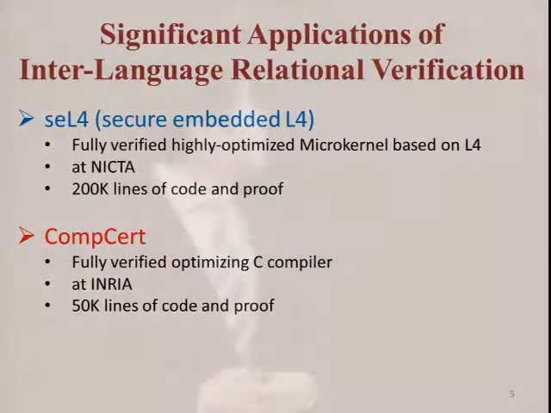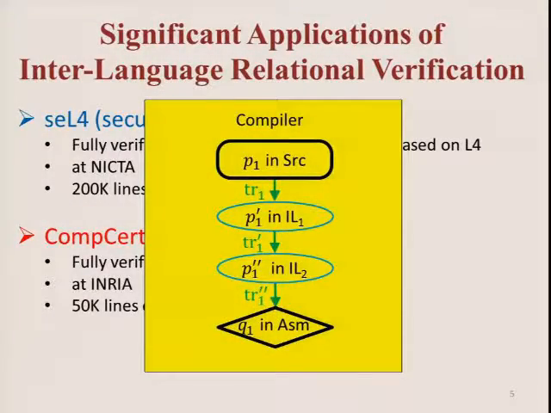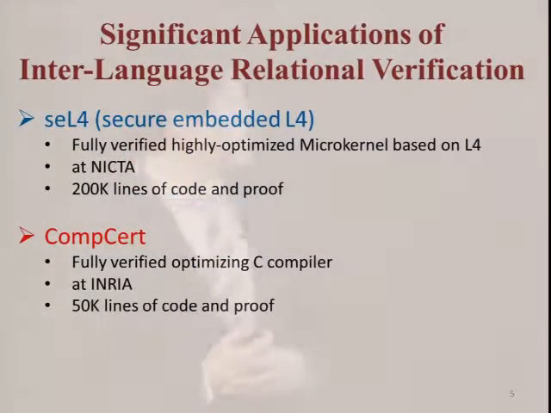Second, CompCert is a fully verified optimizing C compiler developed at INRIA in France. For verification, they proved each compilation pass, represented here by the green lines, correct by showing that each translation translates a program into an equivalent program, using relational verification techniques. CompCert also consists of 50,000 lines of code and proof.